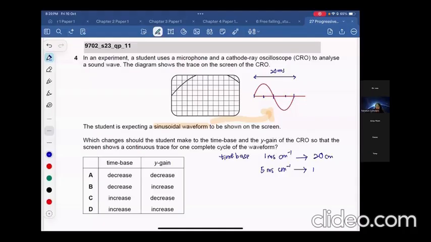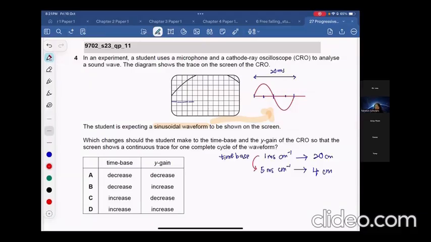Okay, let's say we set it to a higher time base. Okay, 5 millisecond per cm. Every 1 cm here represents 5 milliseconds. So how many cm do I need? I need only 4 cm, right? So am I able to show with 1, 2, 3, 4? I already can show one complete wave. You get my idea? So we need to increase our time base so that we can display more wave.